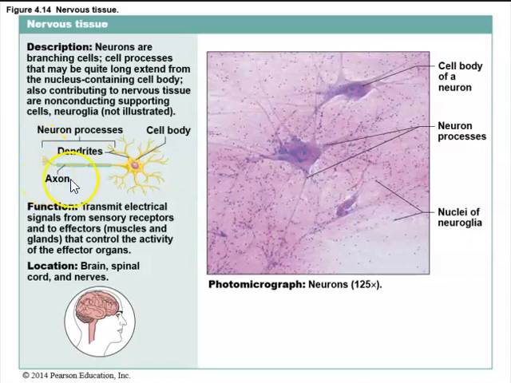The function of our nervous tissue is to transmit electrical signals from sensory receptors to effectors such as muscles and glands that will control the activity of the effector organs. As for the location of our nervous tissue, we can find it in the brain, spinal cord, and nerves.